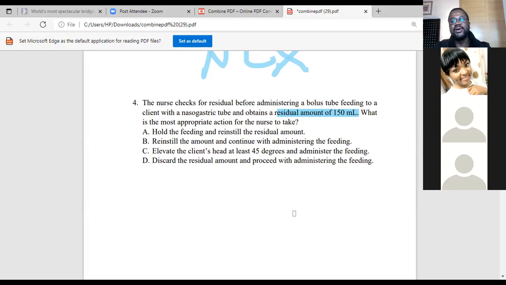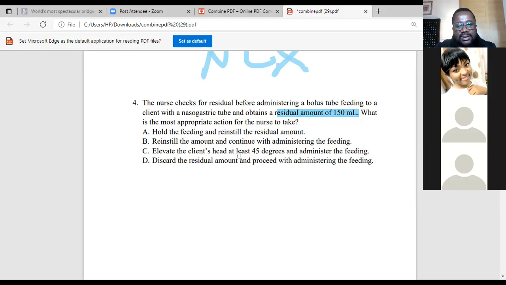And we said before, if the volume is above 100, please withhold the medication. We reinsert it, we hold it, skip that particular time of administration and do it later. So this is 150, it's above 100. So we say, hold the feeding and reinstill the residual amount. Reinstill the amount and continue with the administration of the feeding, no.